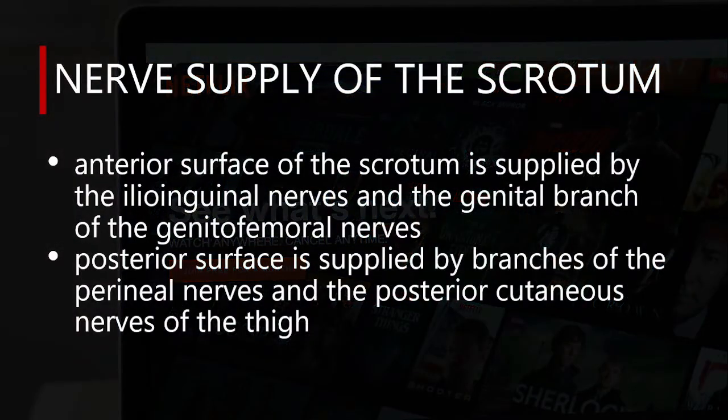Nerve supply of the scrotum. The anterior surface of the scrotum is supplied by the ilioinguinal nerves and the genital branch of the genitofemoral nerves, and the posterior surface is supplied by the branch of the perineal nerves and the posterior cutaneous nerves of the thigh.